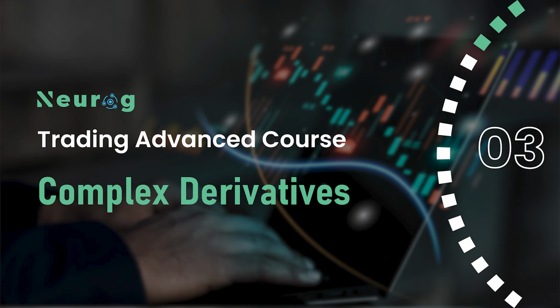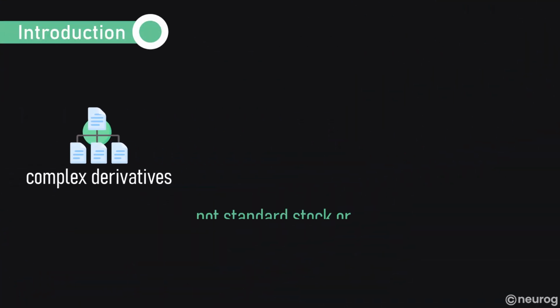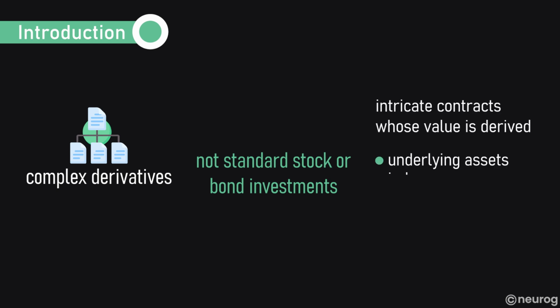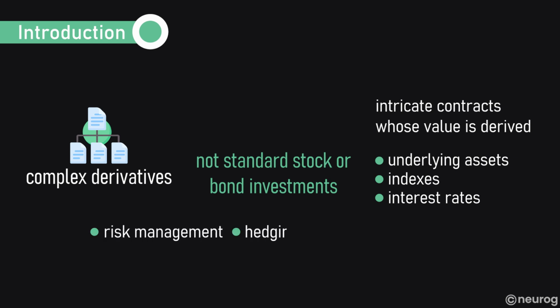In this episode, we delve into the complex world of derivatives, focusing on swaps and structured products. These sophisticated financial instruments are integral to modern finance, but require a deep understanding due to their complexity and inherent risks. Complex derivatives are not standard stock or bond investments. They are intricate contracts whose value is derived from underlying assets, indexes, or interest rates. They play a crucial role in risk management, hedging, and speculative strategies.